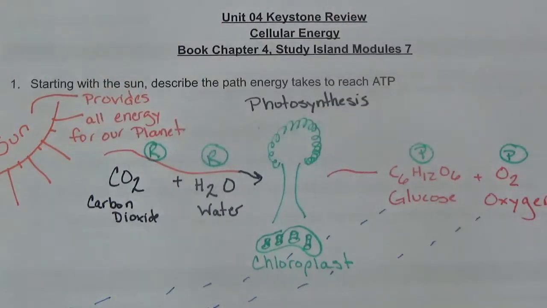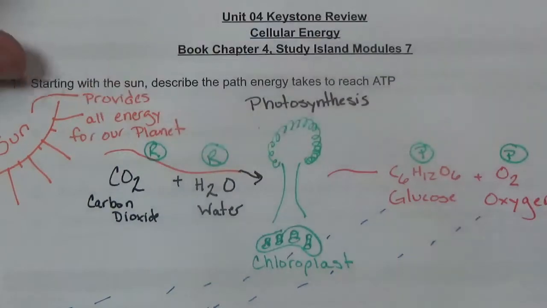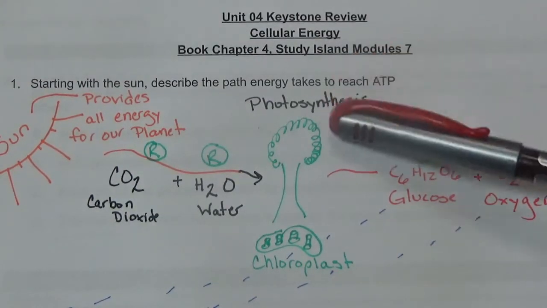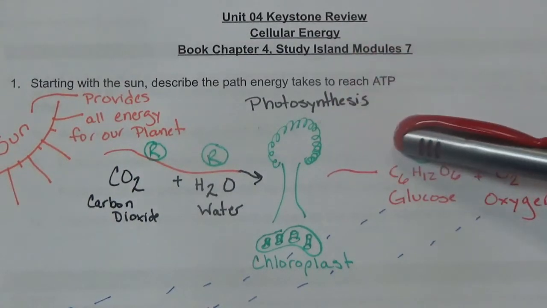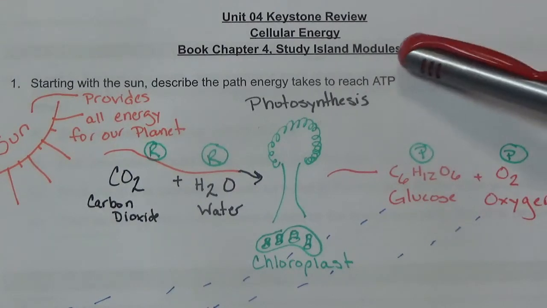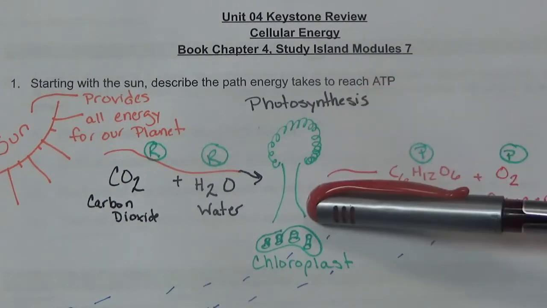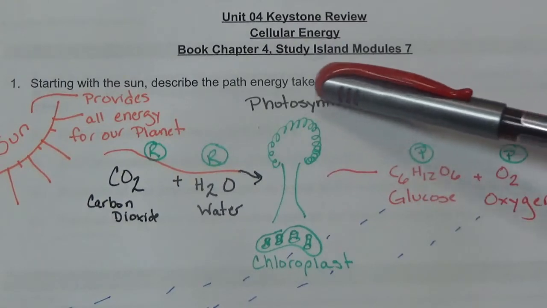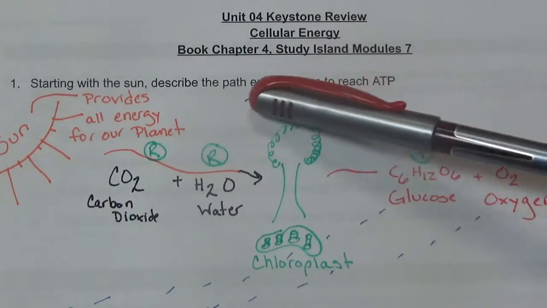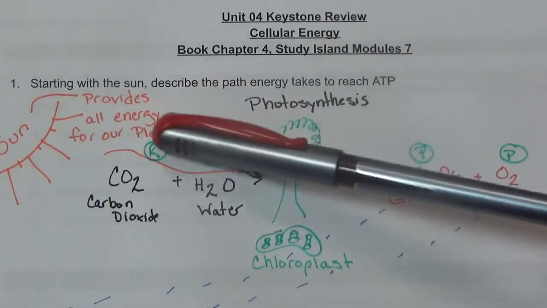So the first question is, starting with the sun, describe the path that energy takes to become ATP. So first of all, the sun, as we know, provides all of the energy for our planet, and that sun needs to be converted into a form that can be used by cells. Most of us aren't photosynthetic. Only plants and certain photosynthetic prokaryotes can get the energy directly from the sun.